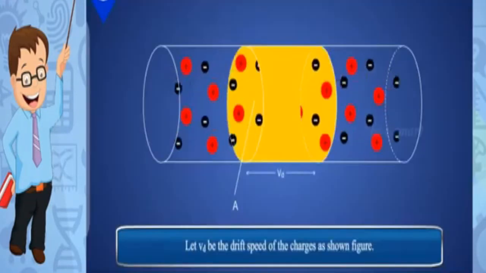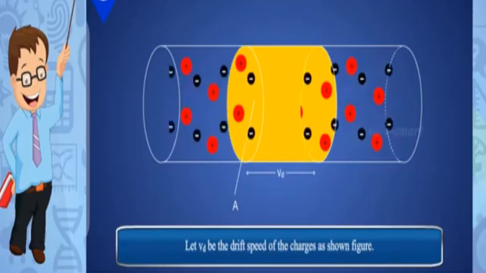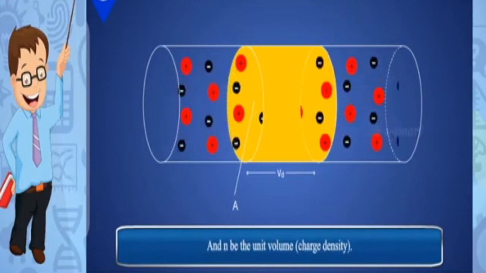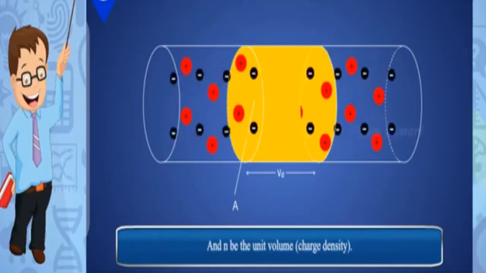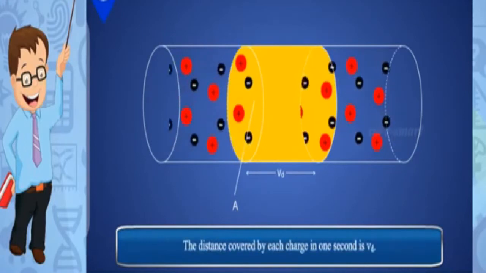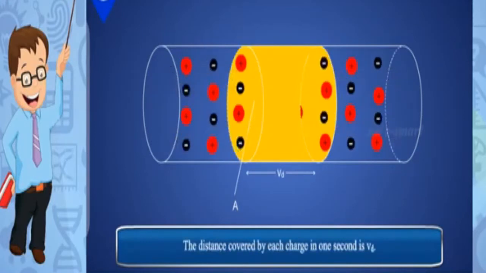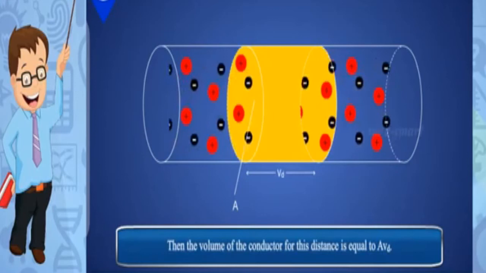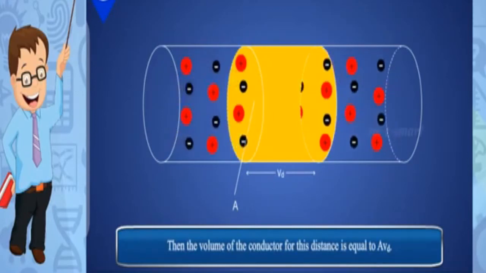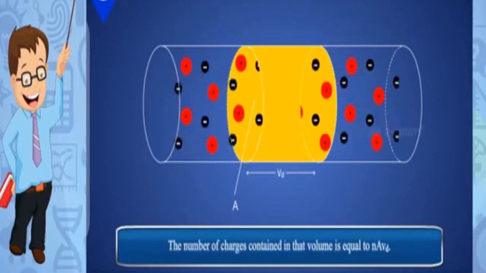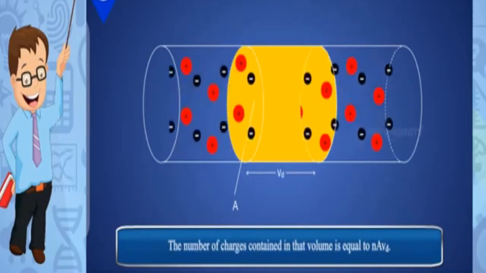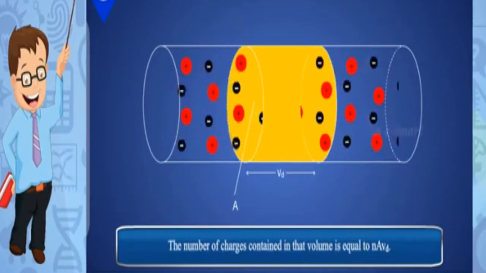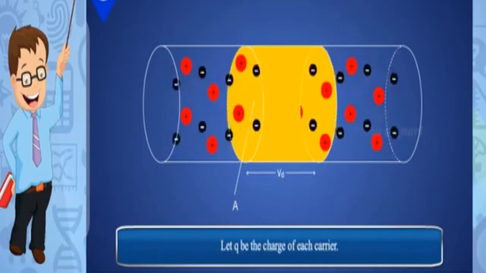Let Vd be the drift speed of the charges as shown in the figure, and N be the number per unit volume, that is the charge density. The distance covered by each charge in 1 second is Vd. Then the volume of the conductor for this distance is equal to A Vd as shown in the figure. The number of charges contained in that volume is equal to N A Vd. Let Q be the charge of each carrier.